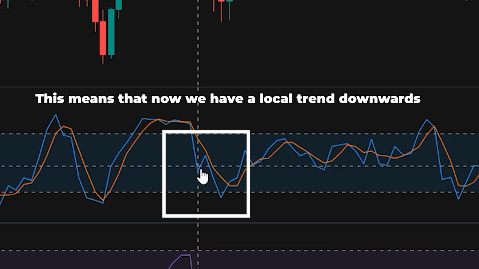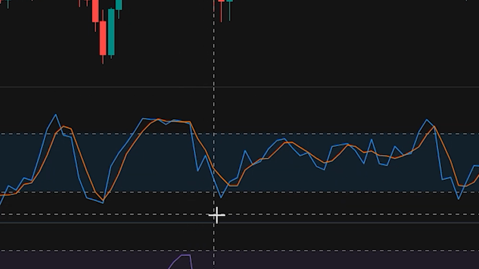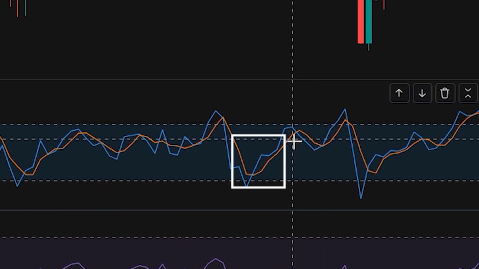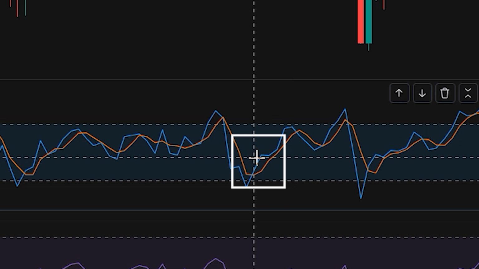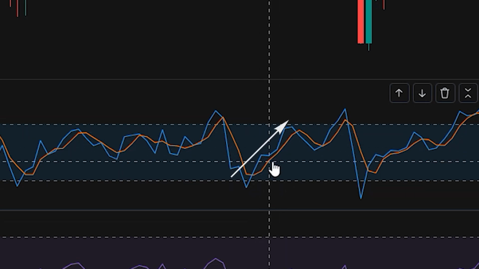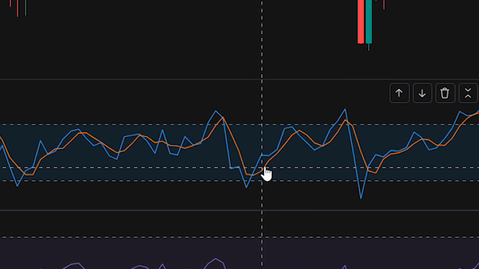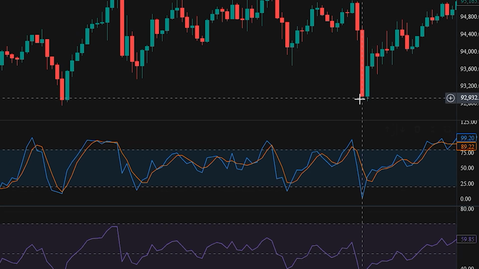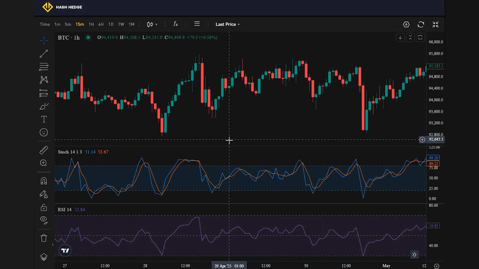This means that now we have a local trend downwards. Conversely, when we would be at this point, for example, we can see that the fast moving average is higher than the slow moving average. This means we are now in a localized upward trend. So it gives us a lot more information, and we can use that.